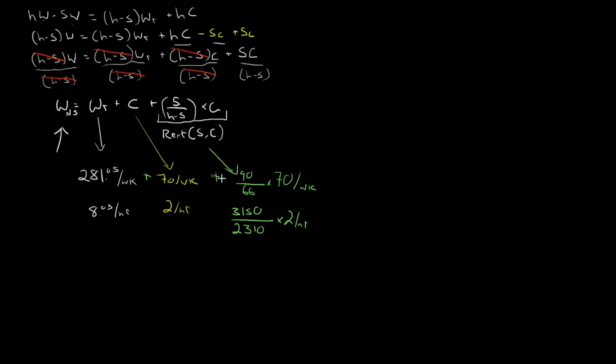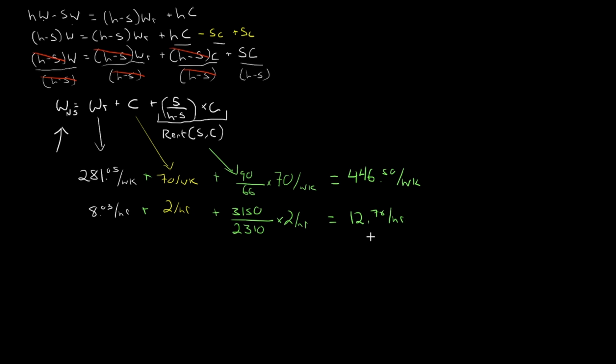So in each case, plus, plus, plus, we can work this out and we can get what that result is as to her non-shirking wage. And that is working out to 281.05 plus 70 plus 90 over 66 times our cost. And we get a non-shirking wage of $446.50. That is her weekly wage. Or alternatively, we would need to pay $12.76 per hour.